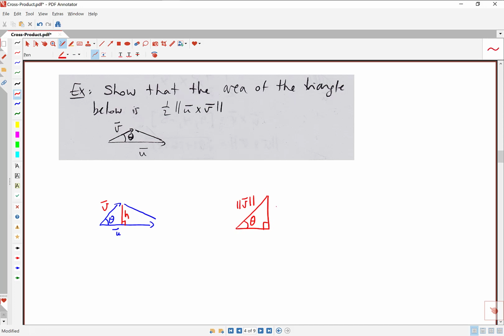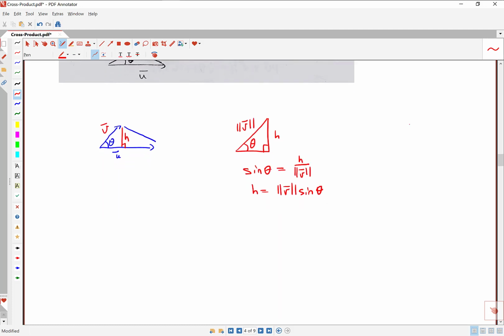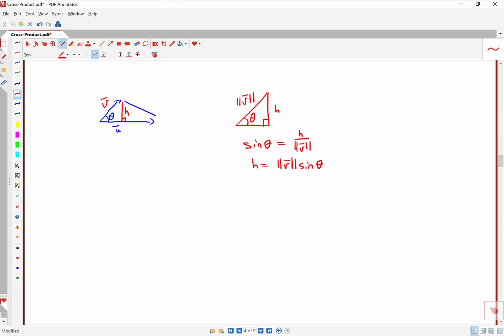In our red triangle on the right side here, we should be able to find the height in terms of the angle and the length of the hypotenuse. We would say, well, sine of theta is going to be h over the hypotenuse, so h over the length of v. Or if we rearrange this, we could say this mystery height here is going to be length of v times sine theta. Okay, so we've basically done a little bit of side work to find the height of this triangle.